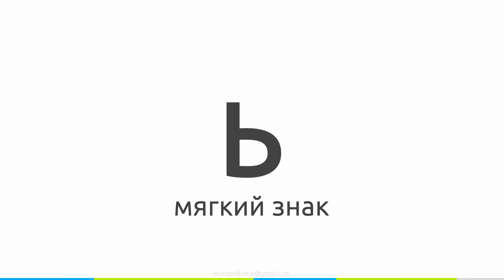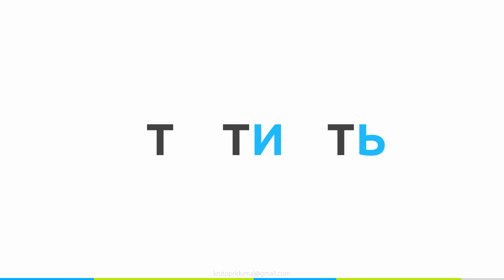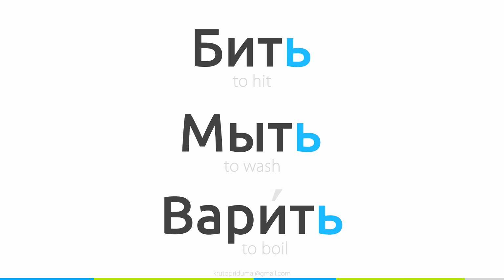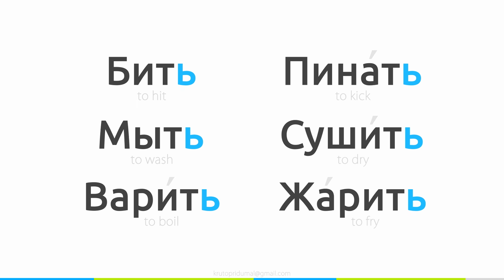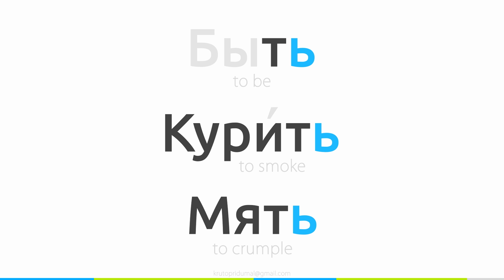Мягкий знак. They say that it doesn't have any sound attached to it, but I don't agree with that. It actually sounds like E when you whisper it. Just try it out. Let's just try to whisper this E together. Бить, мыть, варить. We've got this one at the end of almost every verb. Быть, курить, мять.